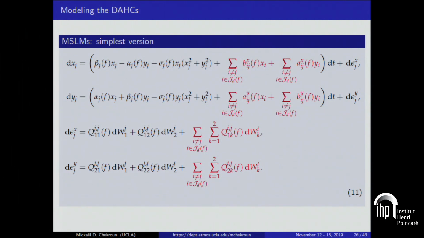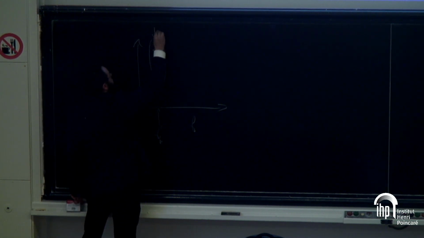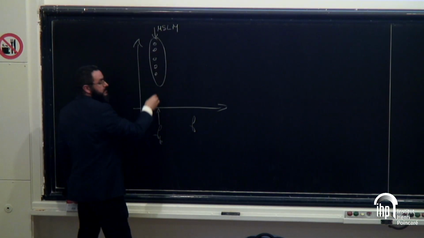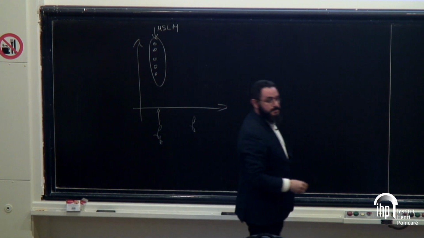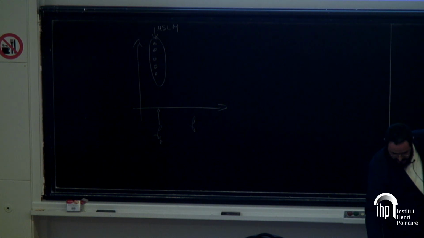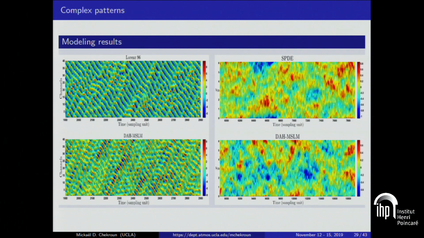So per frequency, I have my eigenvalues here at a given frequency. And for each of these, I have pairs of DACs. And so I have a model that I call the multi-scale Stuart-Landau model that gives me the contribution of this frequency into my signal. And that's what you see in the slides. Let's go to the modeling results, and I will conclude on that.